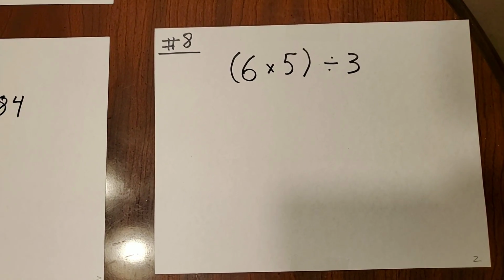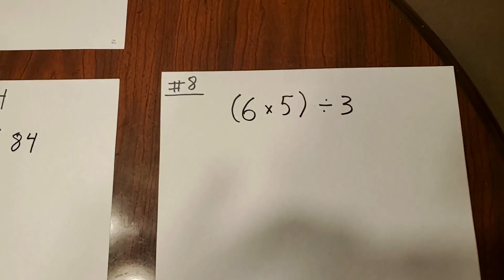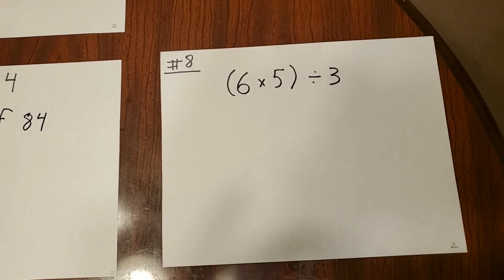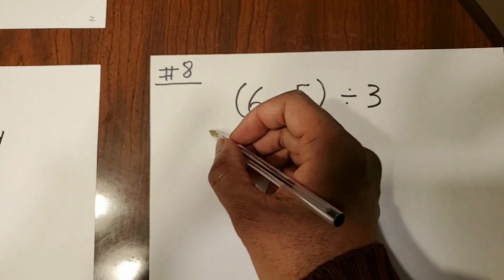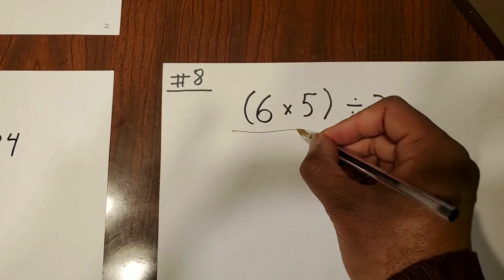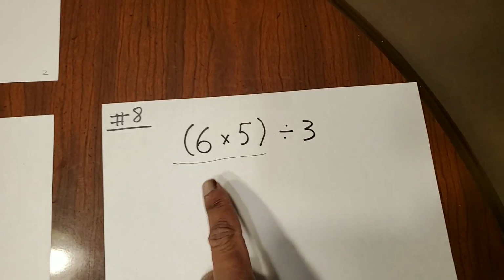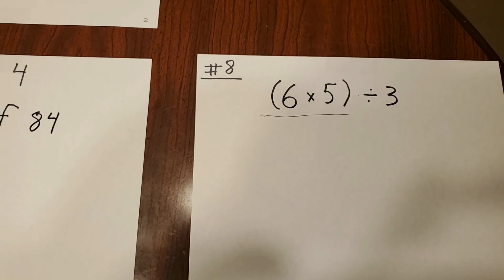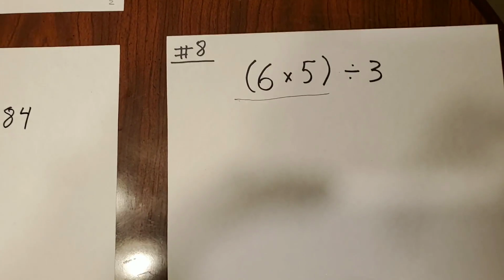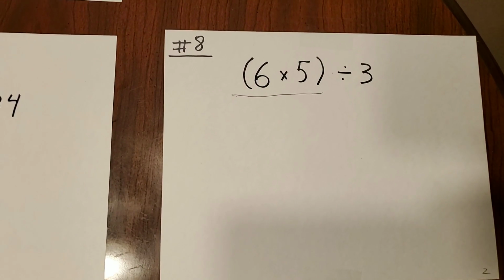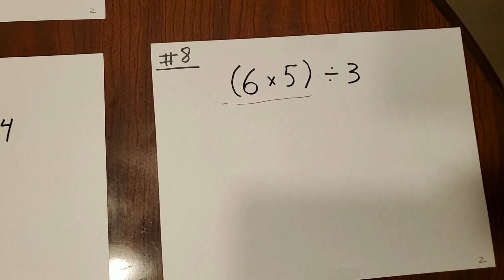How are we going to do this? Well, we're going to do something similar to what we did in numbers 6 and 7. Let's look at the part that's in parentheses first. Matter of fact, I think it's best to do the ones in parentheses first. Okay, so 6 times 5. Let's look at 6 times 5.